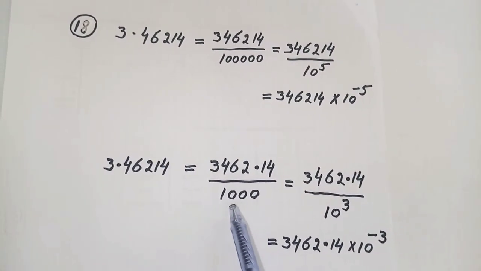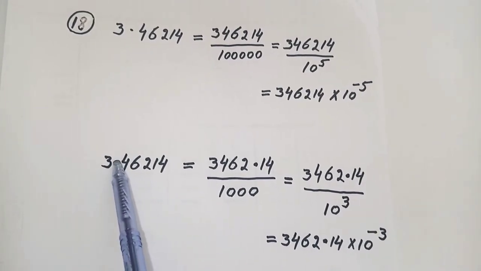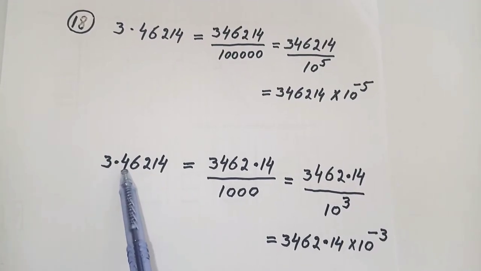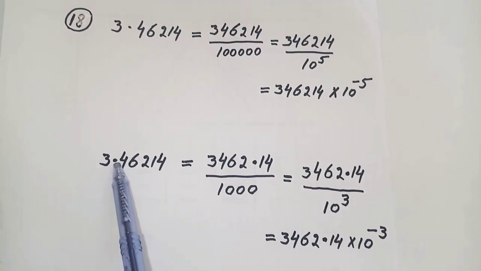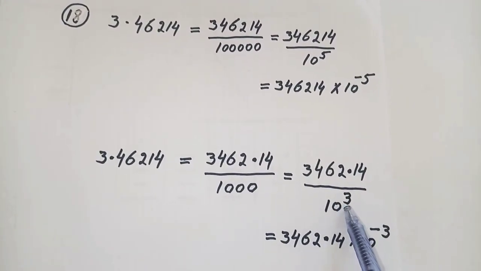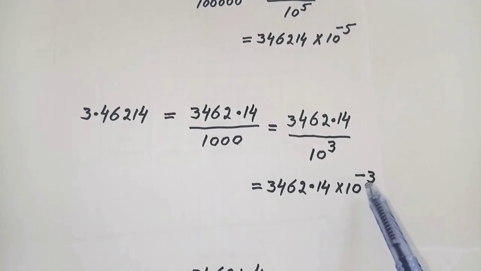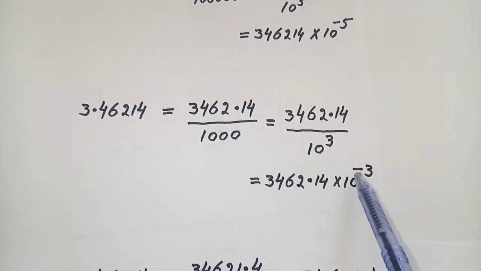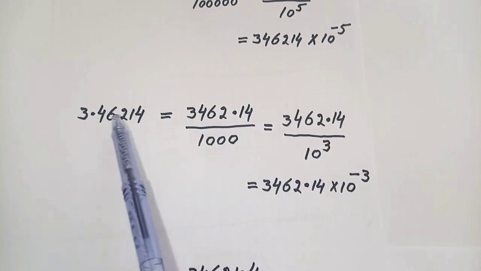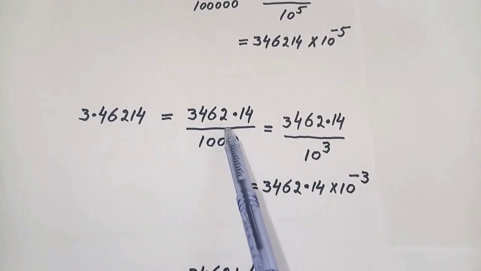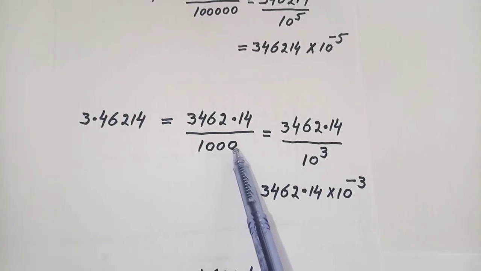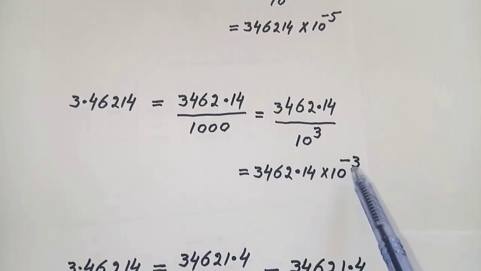If we write here 3 zeros, then this point will shift here between 2 and 1, because when we write 3 zeros, then this point will shift between 2 and 1. And this 1000 can be written as 10 power 3, and this 10 power 3 can be written in the numerator as 10 power minus 3. So here we have shifted the point through 3 digits from this place to this place. So when we shift through 3 digits, here we write 1000, that is 10 power 3, and this will become 10 power minus 3.